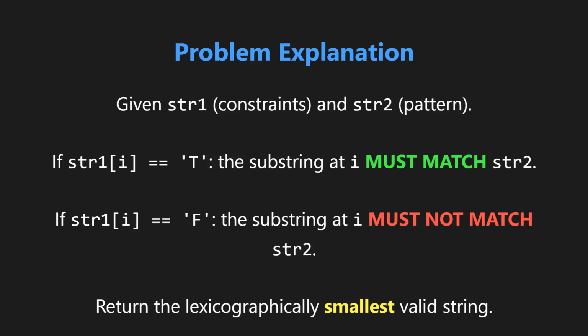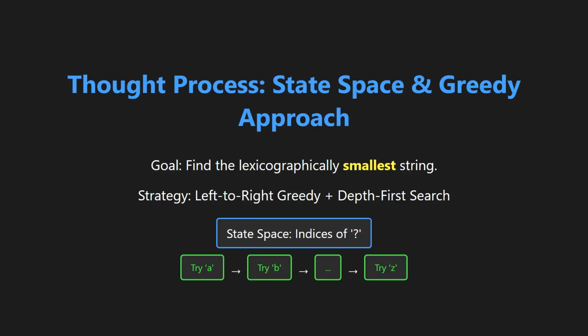Let's dive into our thought process. The core idea is to use a greedy depth-first search approach. Because we want the lexicographically smallest string, we must make decisions from left to right. Our state space involves the indices of the question marks. For each question mark, we greedily try characters from A to Z.